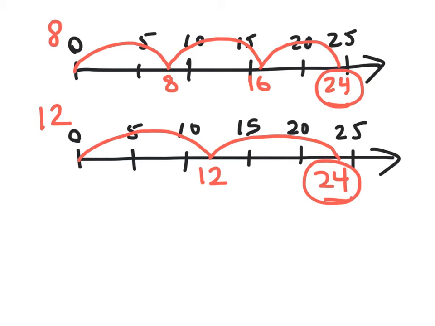Now we could keep on jumping and jumping, and they would share other numbers in common, but 24 would be the least of those common multiples. So how'd you do?